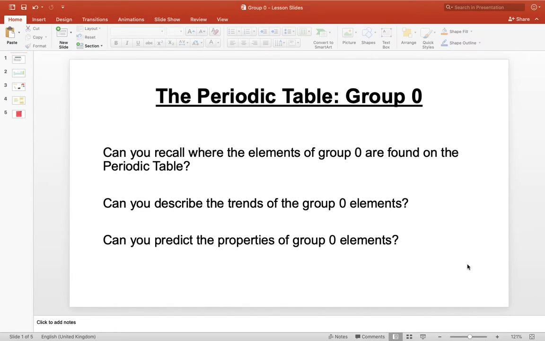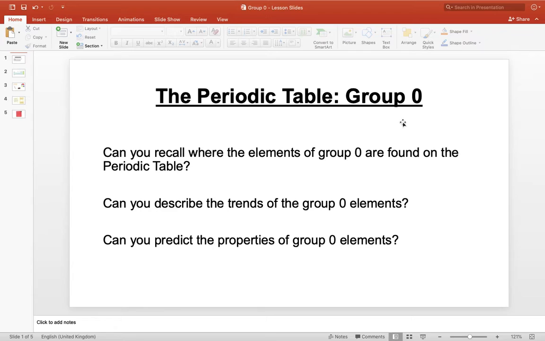Hello and welcome to our next lesson in this topic looking at the periodic table. In previous lessons we've spoken about what elements, compounds and mixtures are. We've spoken about the general structure of the periodic table, defining what groups and periods are. We've spoken about the group 1 alkali metals. We've spoken about the group 7 halogens, and today's title, we're going to talk about group 0.